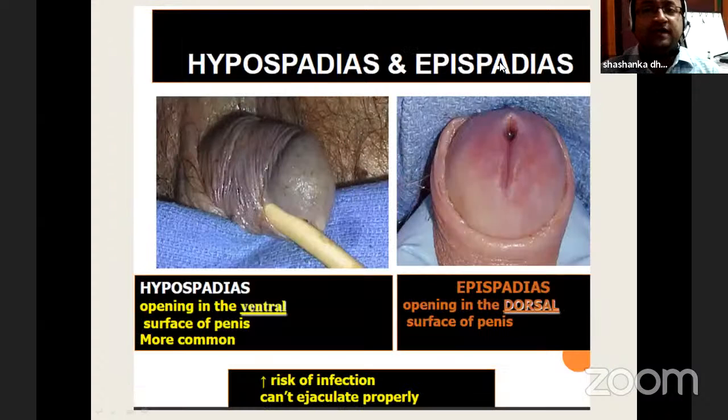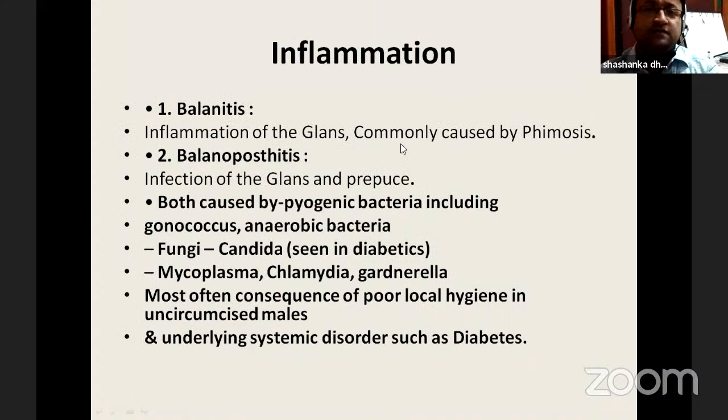Okay, hypospadias and epispadias. An abnormal ventral opening of the external urethral meatus is known as hypospadias. This is more common, and an abnormal dorsal opening of the external urethral meatus is known as epispadias. There's increased risk of infection, and the ejaculation is not proper. So for young men, it may cause infertility because of improper deposition of the semen in the female tract. We'll not go into the details of hypospadias and epispadias.